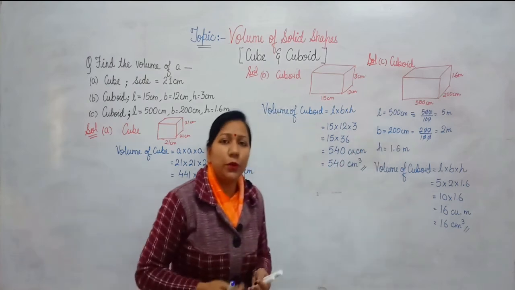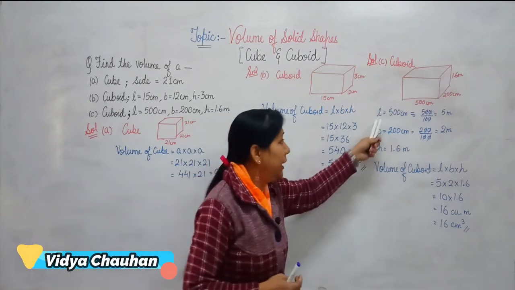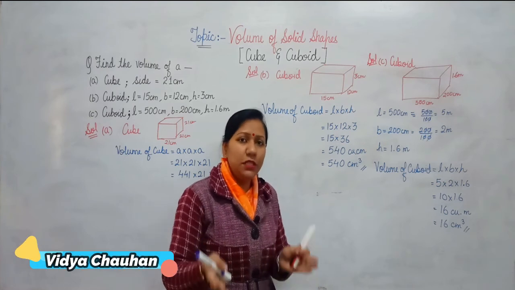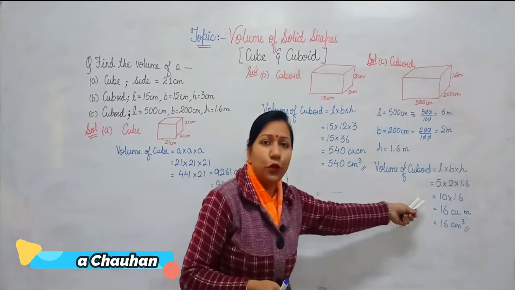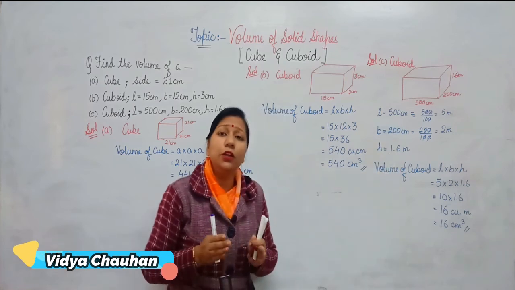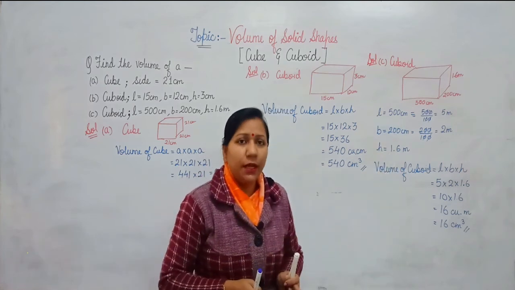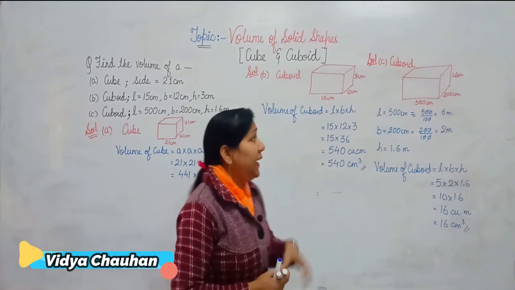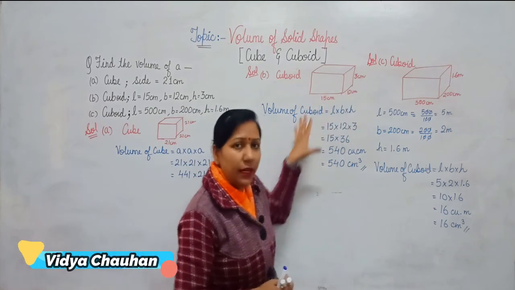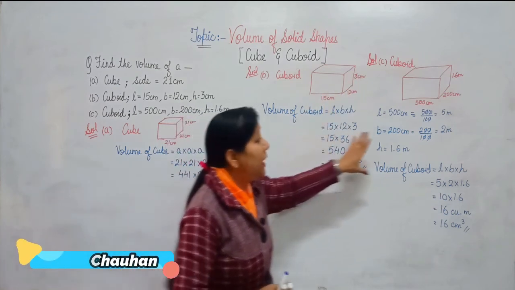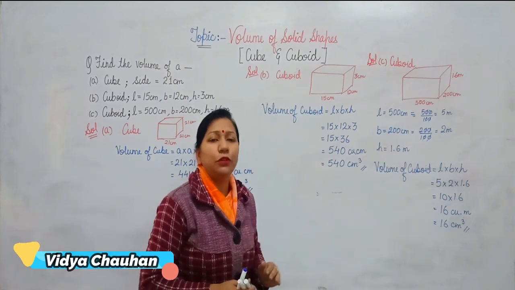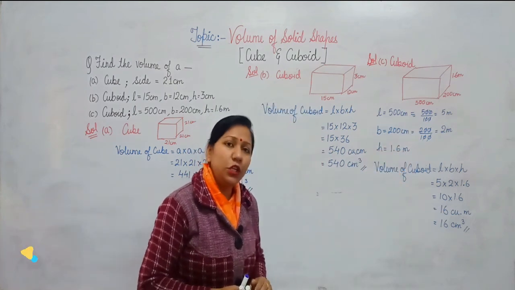There are many other questions in which all the three dimensions can be in three different units. So very first, before applying the formula and before doing the calculation, you have to make all the dimensions into the same unit. That is a very important step. If in some of the questions all the dimensions are in the same units, then you can directly apply the formula. If it is not, then you have to first do the conversion and then apply the formula for volume of the cuboid.